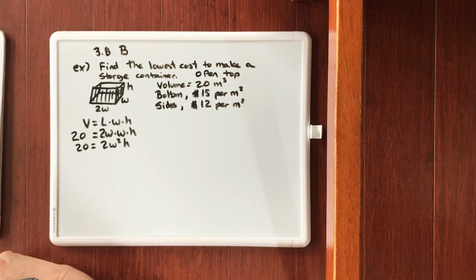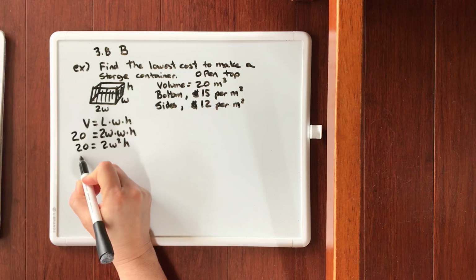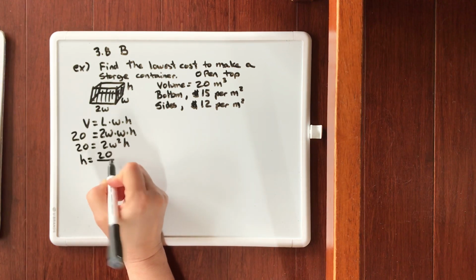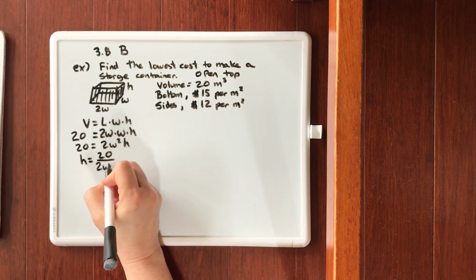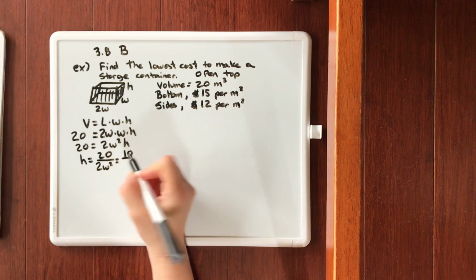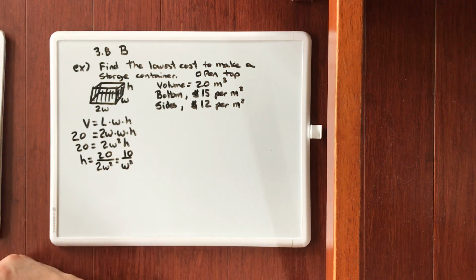Now what we're going to do for this is we're going to solve for h and use it later on. So dividing both sides by 2w squared, we have h equals 20 over 2w squared, which is 10 over w squared. So we're going to utilize this later.